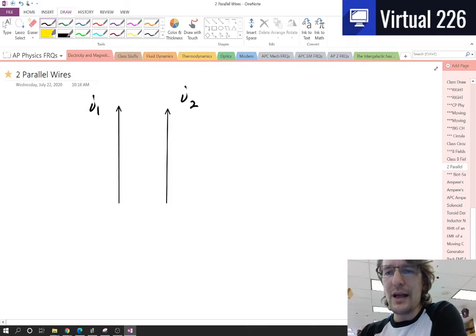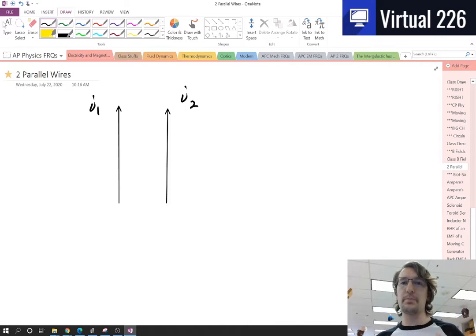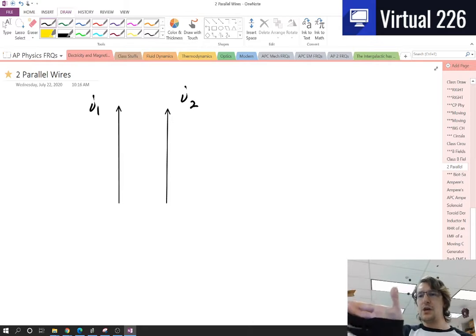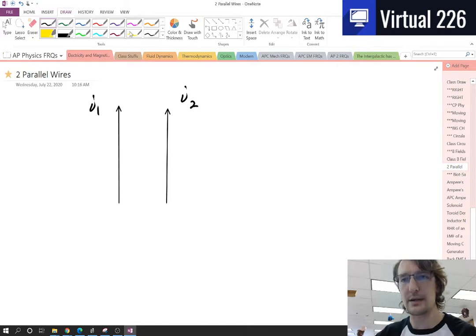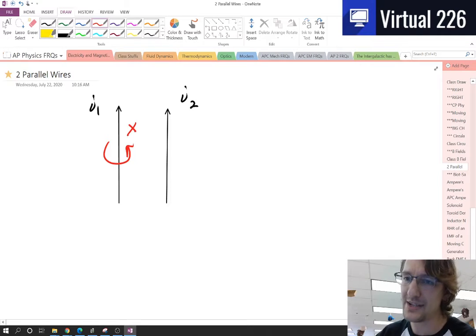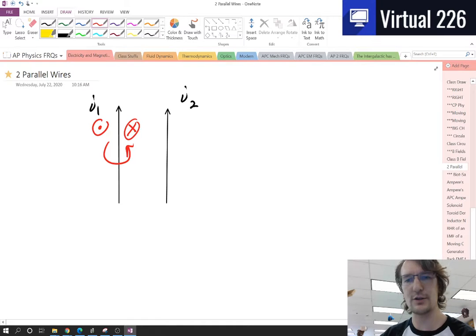Well, if we take a look at the B field created by I1, since we're looking for a B field created by a wire, we're going to use a right hand rule. We stick our thumb in the direction of the wire's current, and the way our fingers are wrapping is the direction that the B field is going. So if I take a look at my fingers here, I see that they're wrapping like this, where I'm going into the page on the right side and out of the page on the left side. Look, a little smiley face.